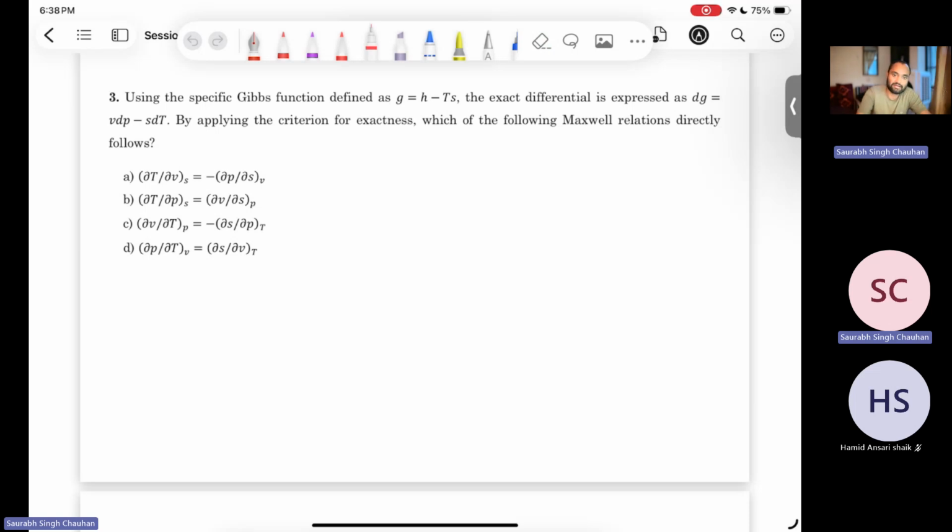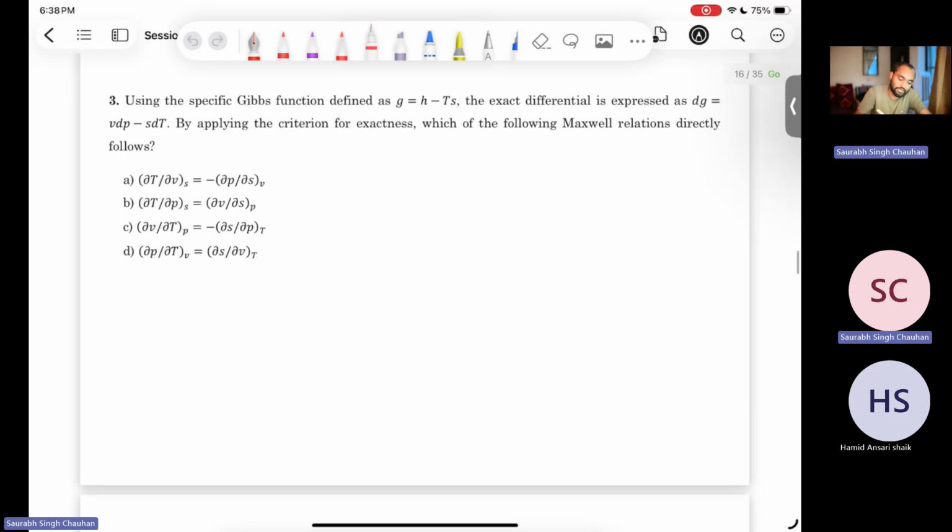That we have already done, right? Yes, sir. Can do it again. G is h minus ts, then dg is dh minus tds minus sdt. Then you use the expression for h, and you get dg equal to vdp minus sdt.